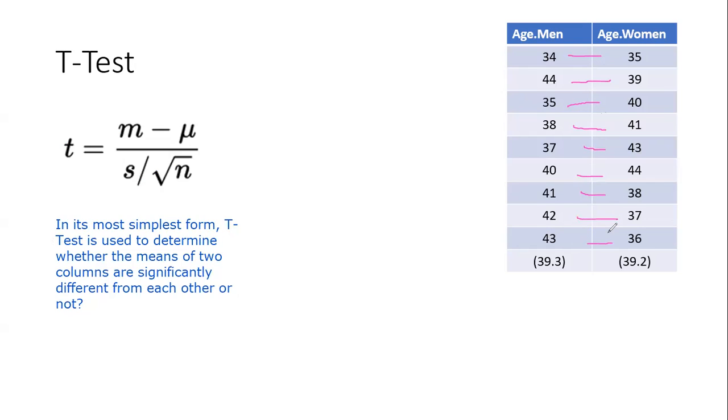So the t-test has a whole distribution table. It has degrees of freedom. It's a very comprehensive test as compared to just comparing the means directly.